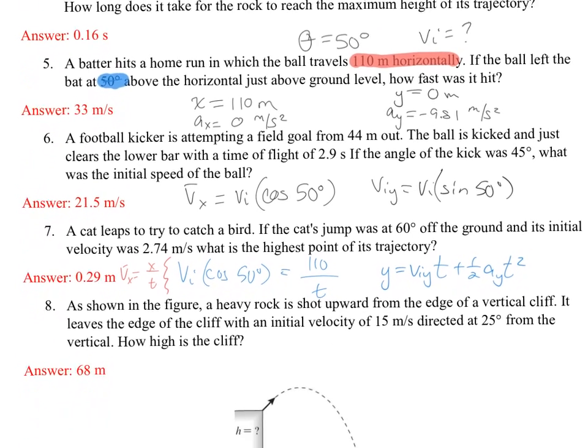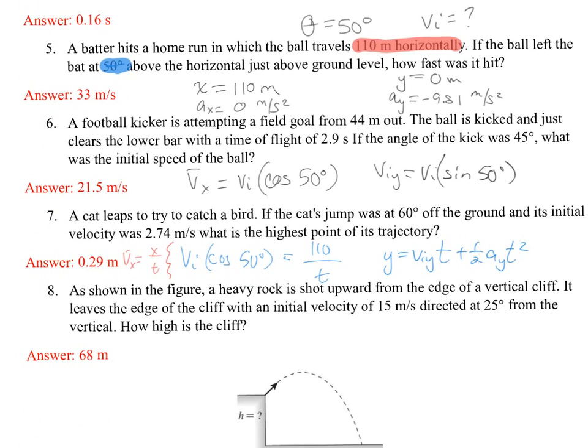I'm going to move up a little so I have a little more room. For y, we know that's a 0. VIY comes from right above. VI sine 50 right here, that goes in for VIY. T is T still, we don't know what that is. Minus 4.905 T squared. So again, what's the problem here?